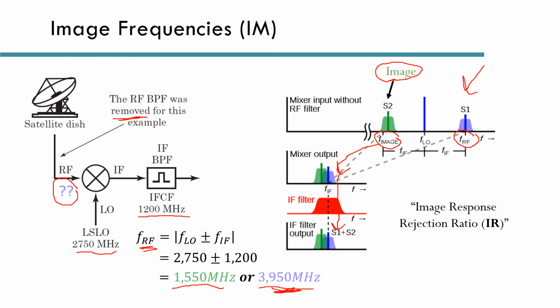Another concept we can mention here is the image response rejection ratio, IR, which is the ability of a receiver to reject the image frequencies. And this is used to characterize the performance of heterodyne transceivers.